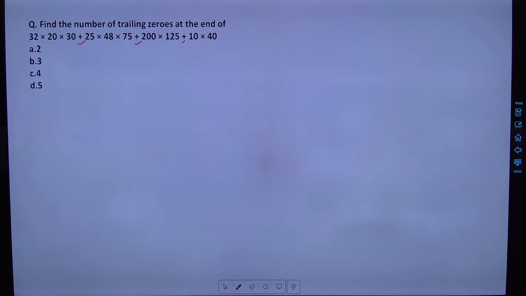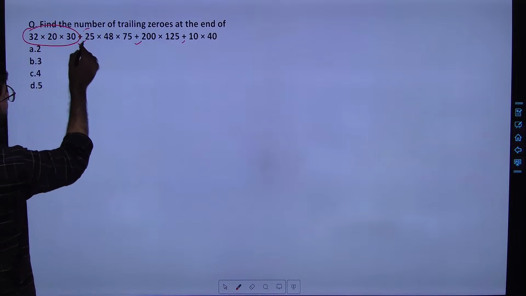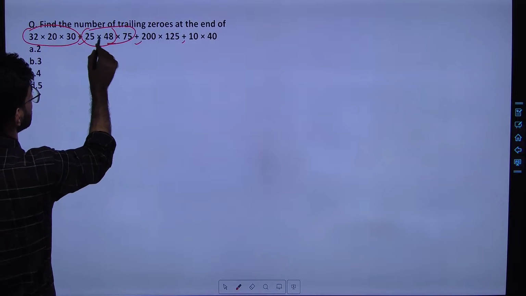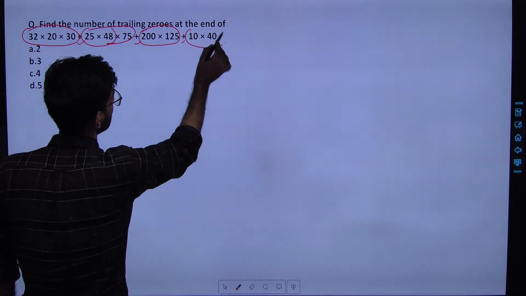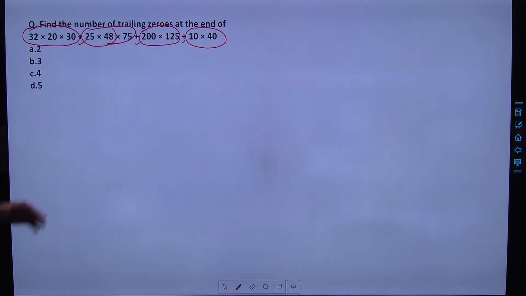Treat each number separately and find the number of trailing zeros. 25 into 48 into 75. Try to find the minimum number of trailing zeros. Okay, 2 is the answer.